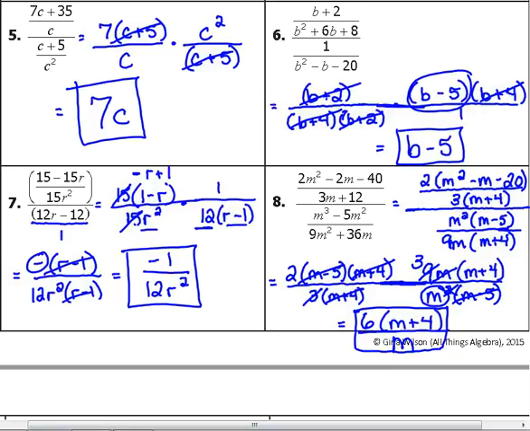Okay, so I told you the factoring wasn't going to go away. You got to keep working on this to get better at it.